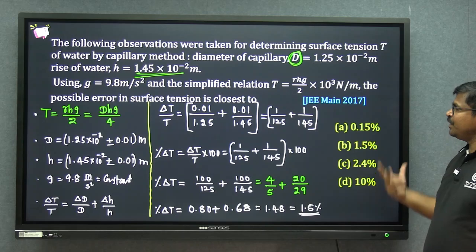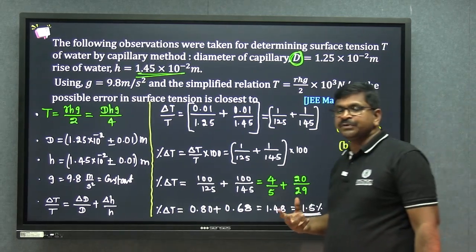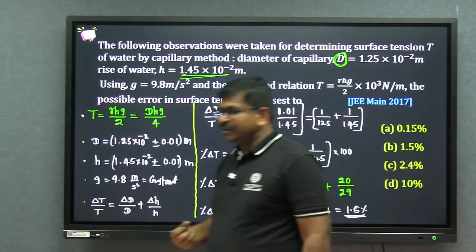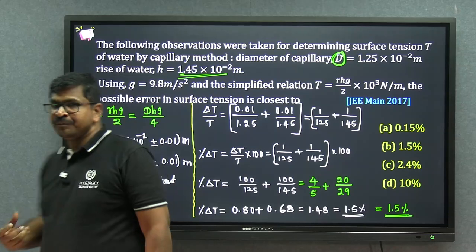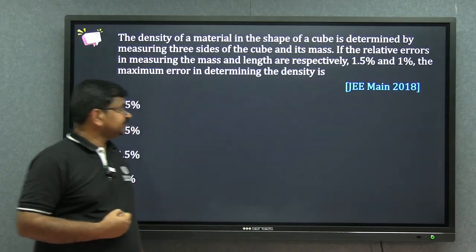So this is the way we handle it; even JEE Main questions can be solved within 1 minute. So my dear students, I hope you understood this one.